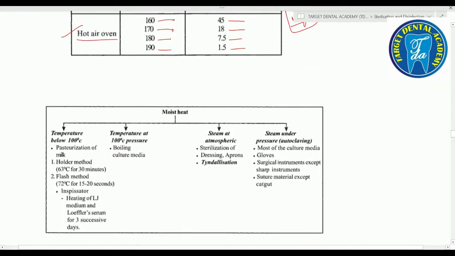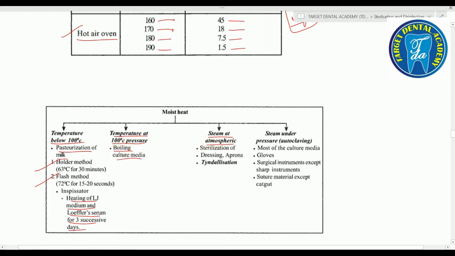Now this is all about the moist heat. As I've already told you, the temperature below 100 degrees Celsius: pasteurization of milk, 2 methods, Holder method, Flash method, and inspissator, in which the heating of LJ, Lowenstein-Jensen medium, and the Loeffler serum is done for 3 consecutive days. Moist heat, second is the temperature at 100 degrees Celsius, as you know, boiling culture media.